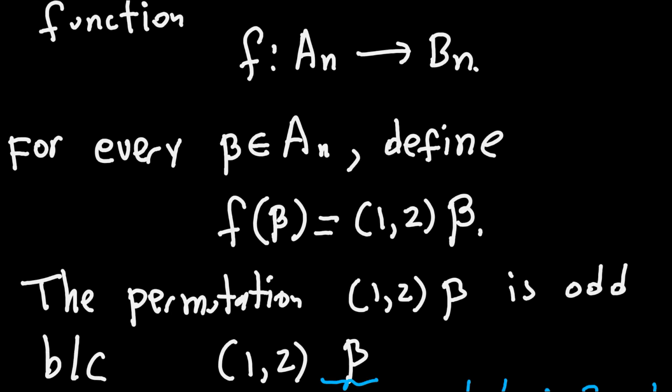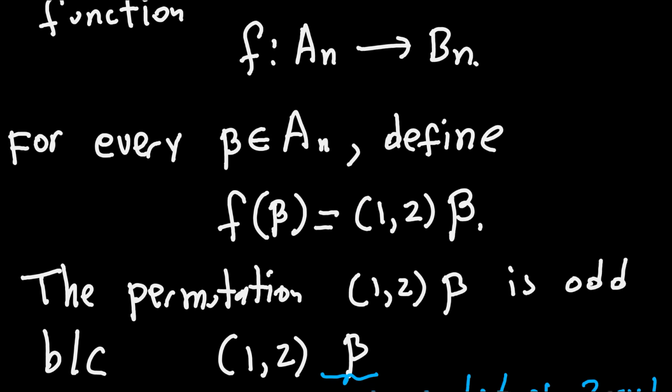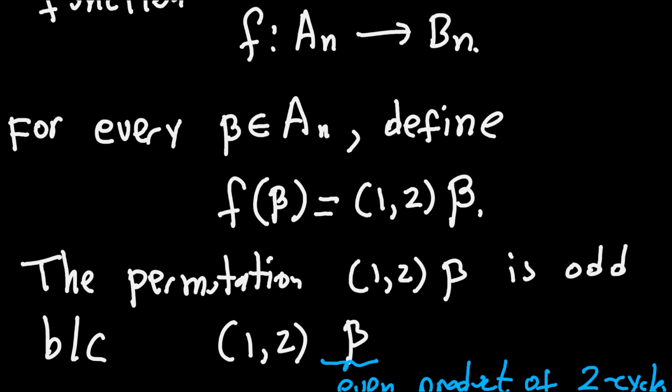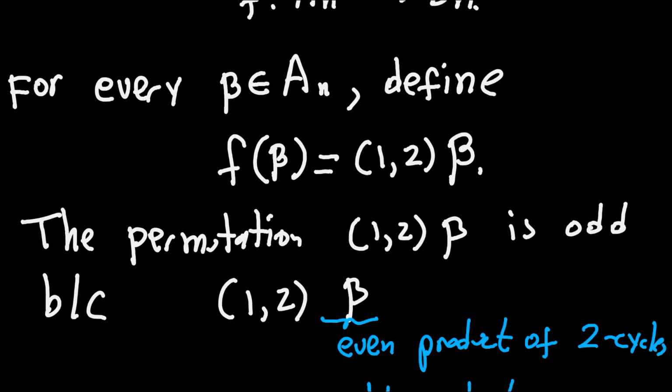Now, I can do this because n is bigger than 1, so at least I know that I have the elements 1 and 2. So we have this, that this is a permutation. Now, if this function here is well defined, the result that I get from my f of beta has to be here in Bn. So let's check that. The permutation (1 2) is odd.